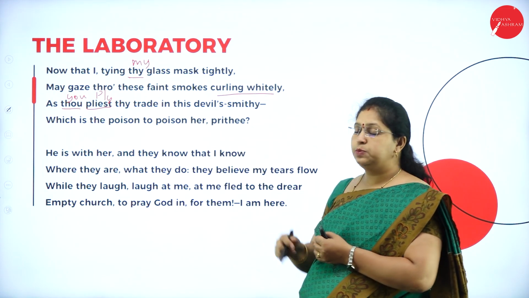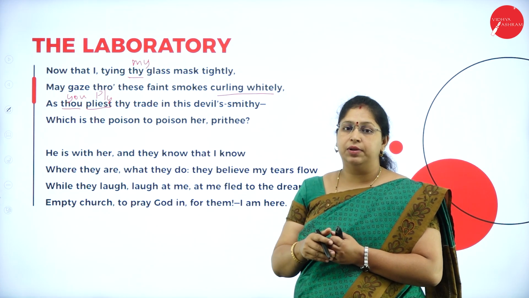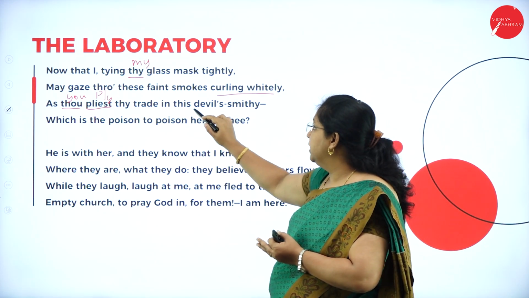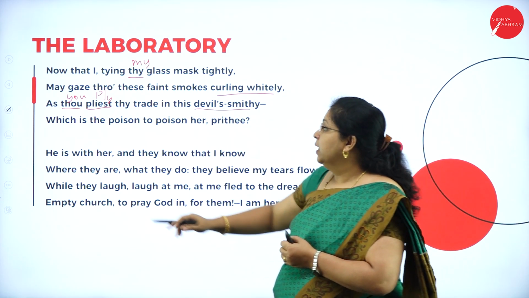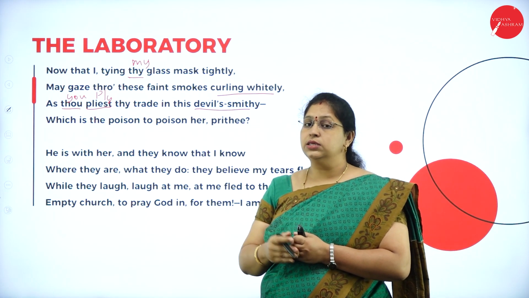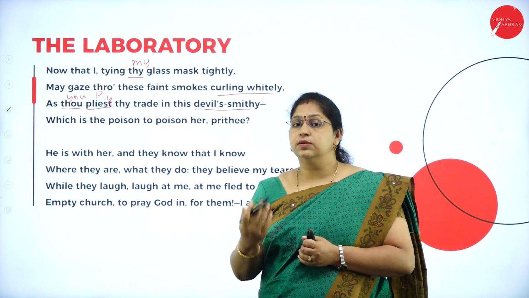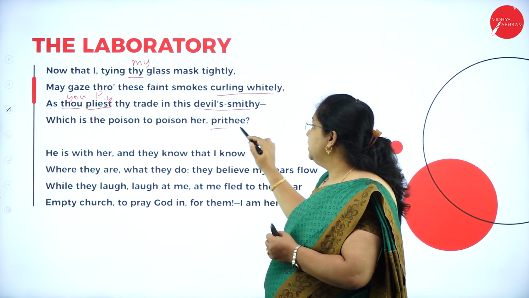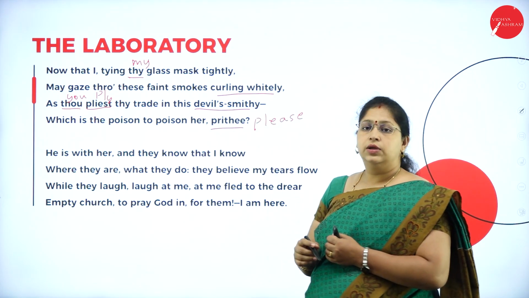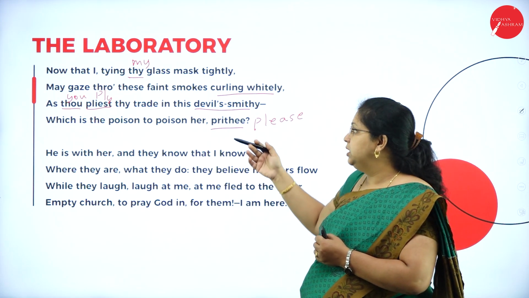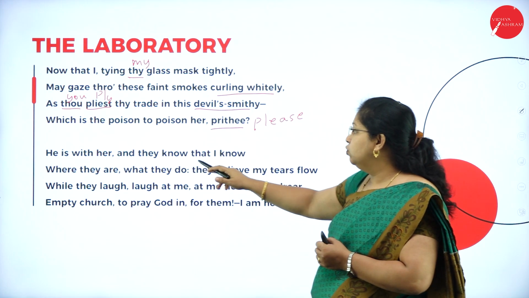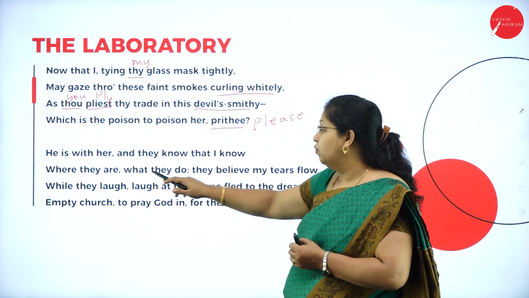In this devil's smithy means that laboratory preparing poison to kill somebody. So, she is calling it the devil's smithy. Which is the poison to poison her, please. So, please make a poison which will kill her. Here again, Prithee means please. Okay, this is old English. Prithee means please.